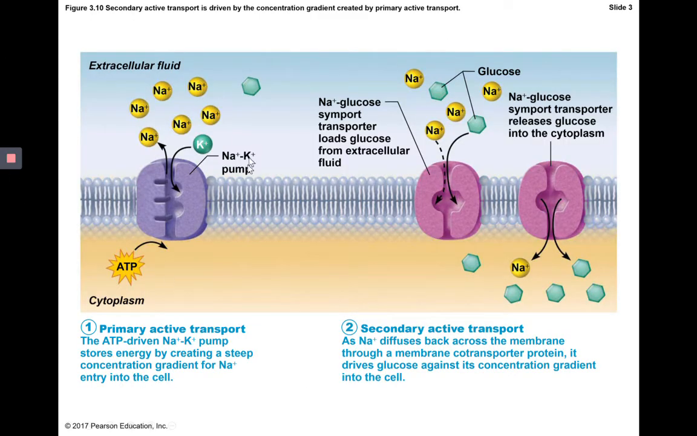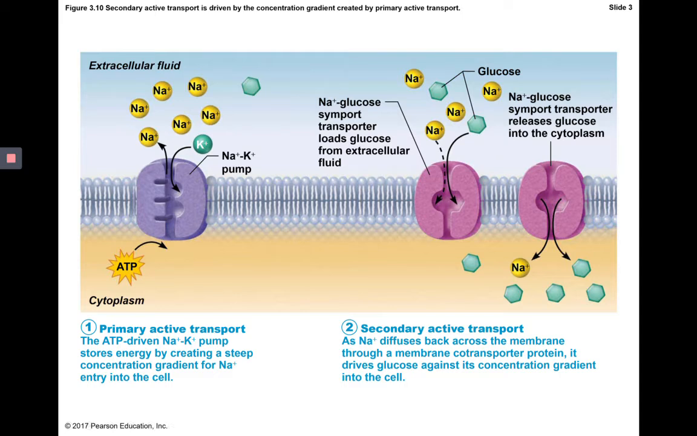So on the left we have primary active transport, and you can see that we're moving sodium out of the cell. Even though there's already a lot of sodium outside the cell, we're moving sodium from an area of low to an area of high concentration. And there is some potassium out here, but we're moving it from an area of low concentration to an area of high concentration. Because even though it's not shown, there would be more potassium inside the cell.